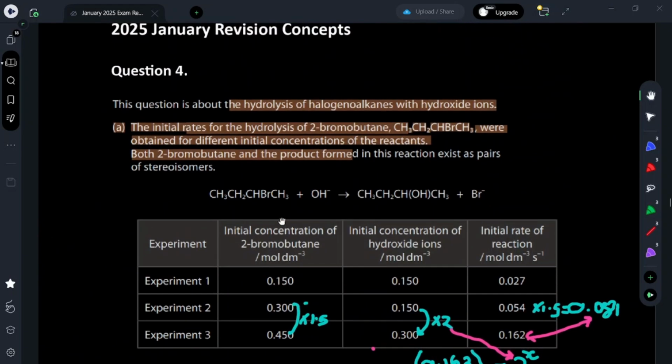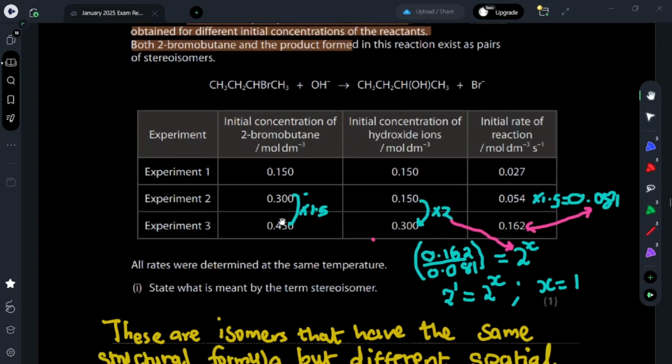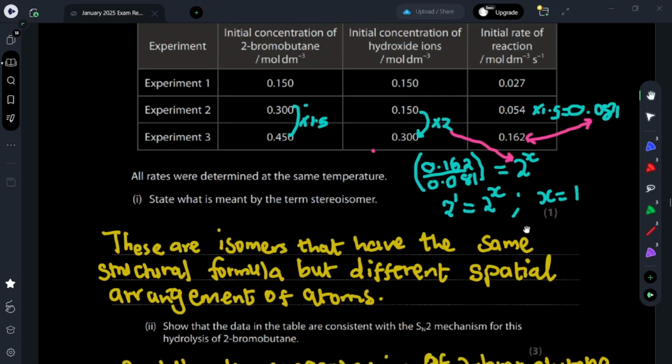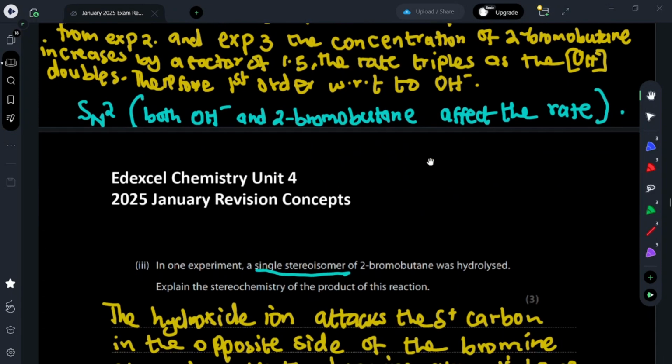Yes, that's why we have 1.5 times 2, that is 3. 0.054 times 3 gives us the rate. The rate is affected by both hydroxide ions and 2-bromobutane. That's the answer for this part. Next question.